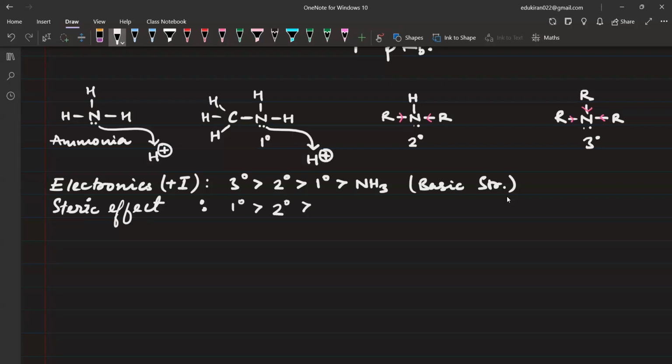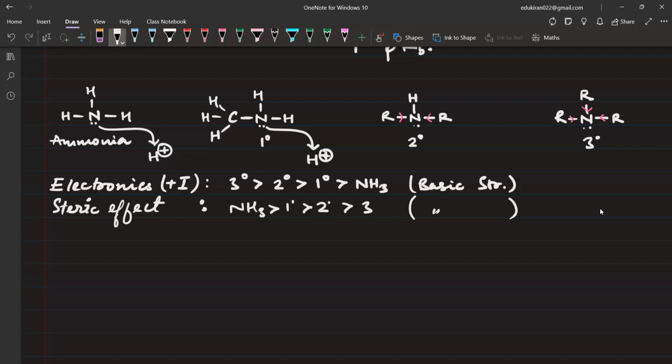Okay. Now this will be the order: 1 degree, then 2 degree, then 3 degree. Sorry, not 1 degree. Rather, ammonia will be the fastest here, followed by 1 degree, followed by 2 degree, and then followed by 3 degree. Now this is the basic strength if we are only looking at what? If you are only looking at the steric effect. Now as you can see, both of these are giving contradictory or conflicting results. That is why we have to base our conclusion on the experimental data.